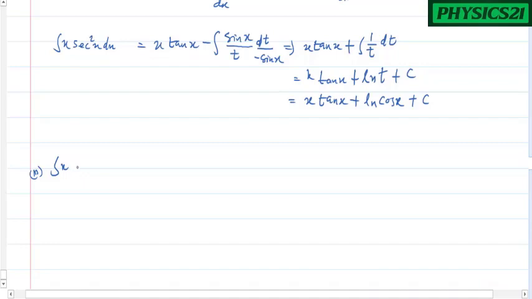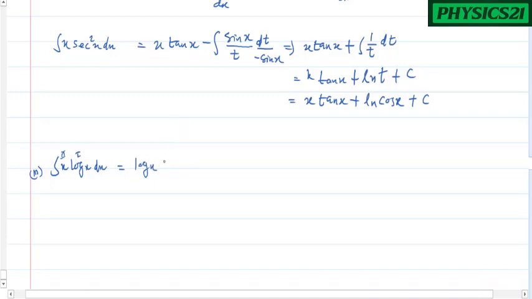Third problem, integrate x log x dx. Here for first and second, use ILATE. Logarithmic will be the first one and algebraic after that. So logarithmic function will be first and algebraic will be second. So now apply the formula of integration by parts.